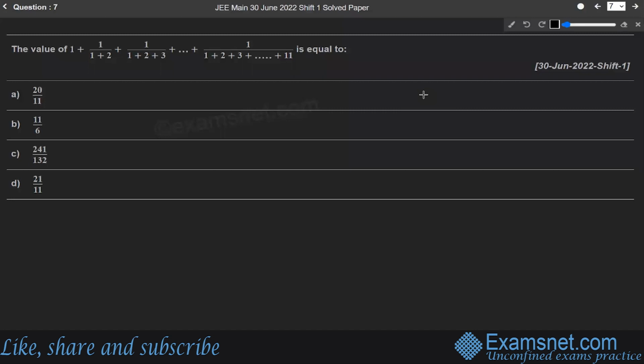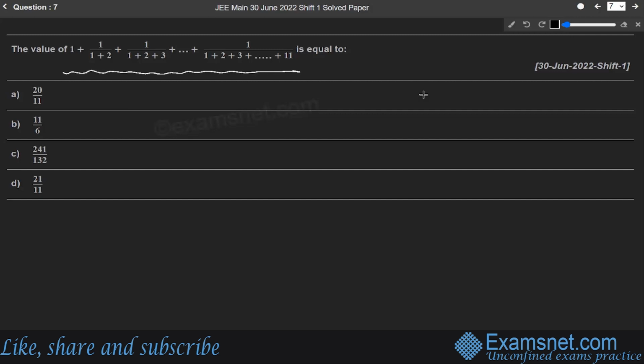Question: the value of 1 plus 1 by 1 plus 2 plus 1 by 1 plus 2 plus 3 plus so on up to 1 by 1 plus 2 plus 3 plus so on up to 11 is equal to. It is a very interesting question. We have to find the value of the given expression. We will use a very smart and easy trick to solve this question, right? So first, let us understand the expression that is given in the question. This is the expression.